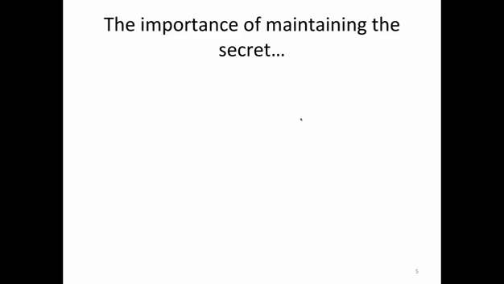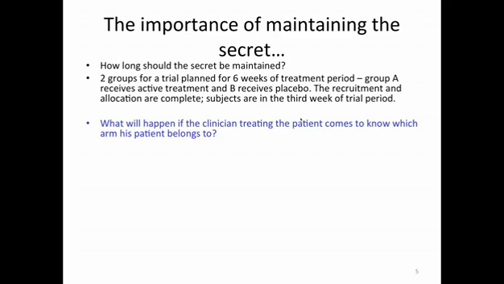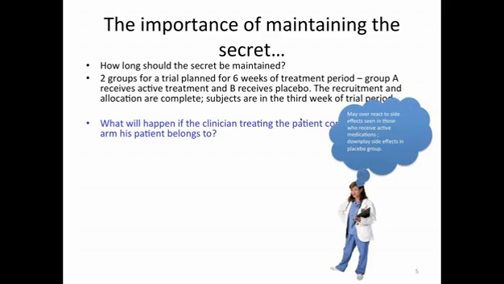So how long should the secret be maintained then? Suppose there are two groups for a trial planned for 6 weeks of treatment period. Group A receives active treatment and B receives placebo. Assume that we have completed the recruitment for the trial and we are in the third week of the trial period. What will happen if the clinician treating the patient comes to know which arm his patient belongs to? She might tend to overreact to side effects seen in those who receive active medications and may in turn downplay the side effects seen in patients who are receiving the placebo.